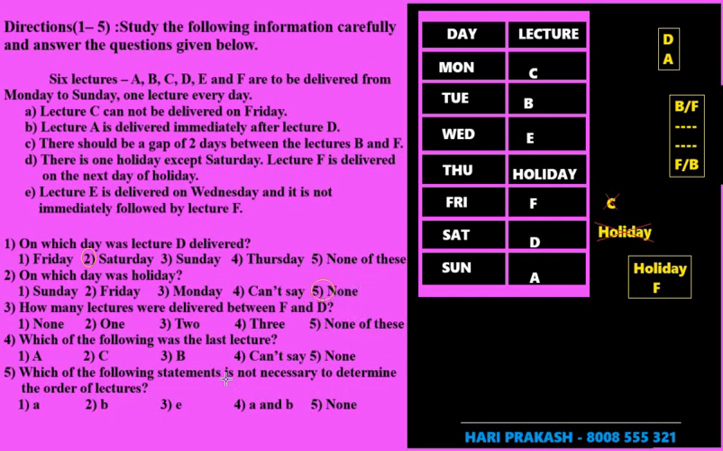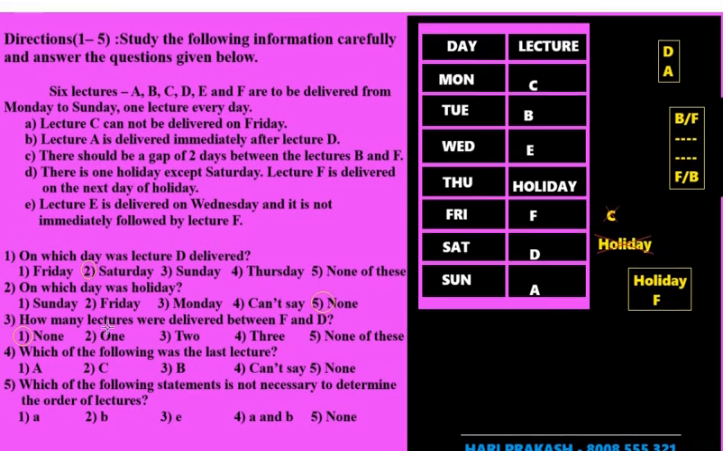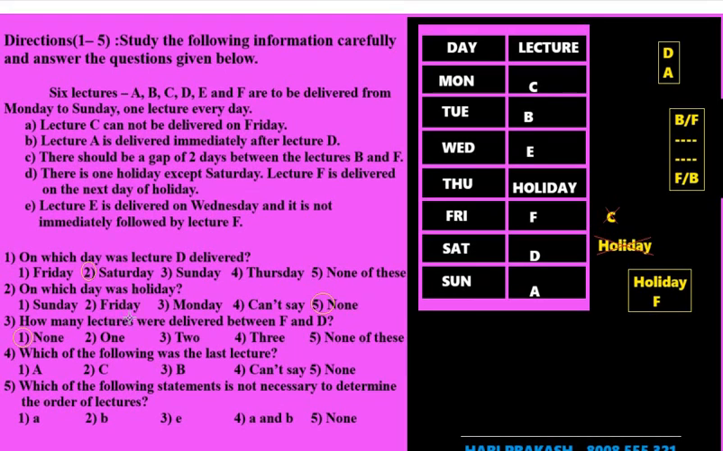How many lectures were delivered between F and D? Between F and D here actually there is no lecture. Answer is none or no lecture. So here the answer is given as none. The first option is the answer. If none is not there, then go for none of this. Because for the given question, the answer is none. If our answer none is not there among the options, then go for the last option, none of this. There is a difference between none and none of this. Okay. Next.